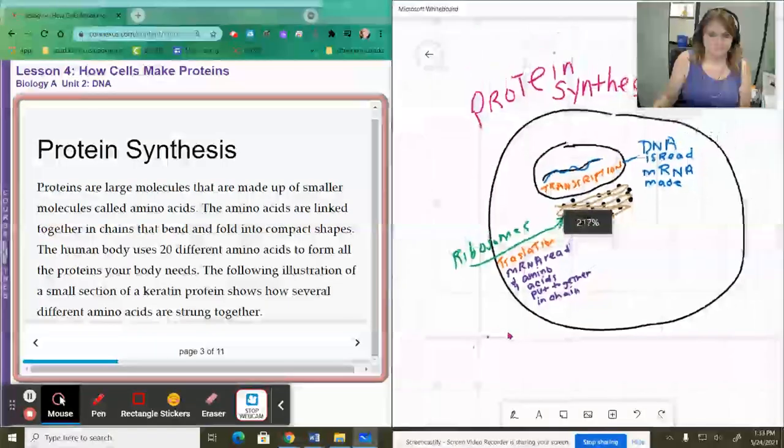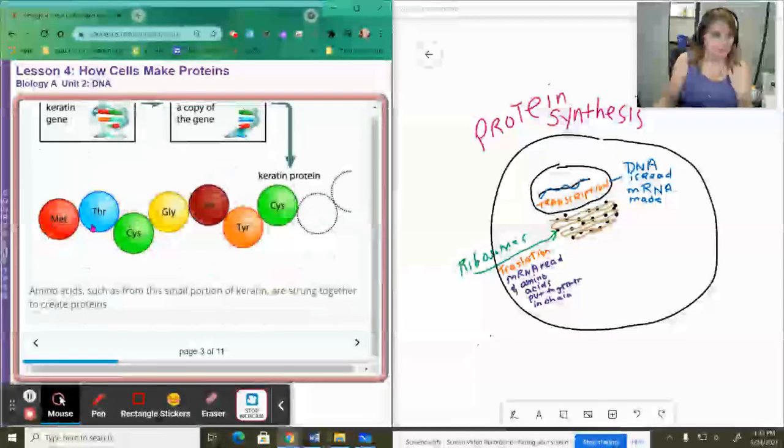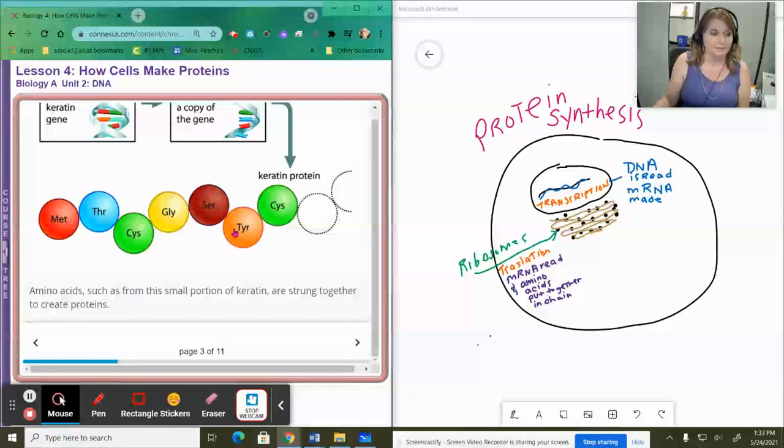So let's put this on the screen for you here. Basically, a protein is a chain of amino acids that are put together in order, and they go in a specific order. Down here is an example of part of the protein for keratin. Each one of these is an amino acid, and each one has to be put together in the proper order for the protein to work correctly.